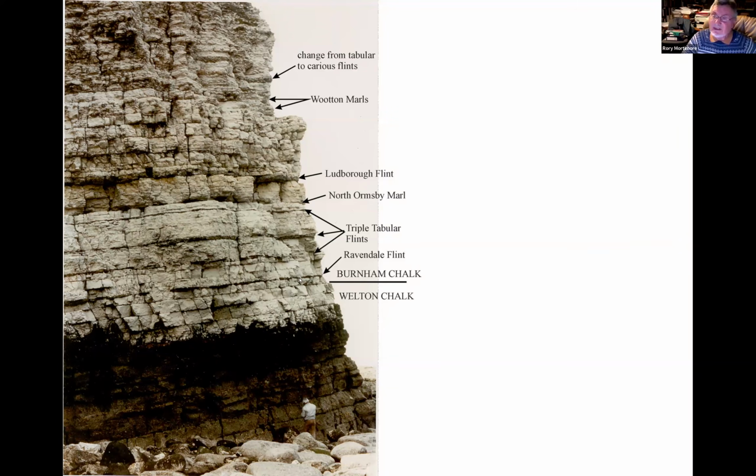We should be able to identify pretty well where we are in the succession. So that big, thick tabular flint I was showing you earlier, the Ludborough flint, and there's the North Ormsby Marl. This is on cliffs near Flamborough Head in Yorkshire.